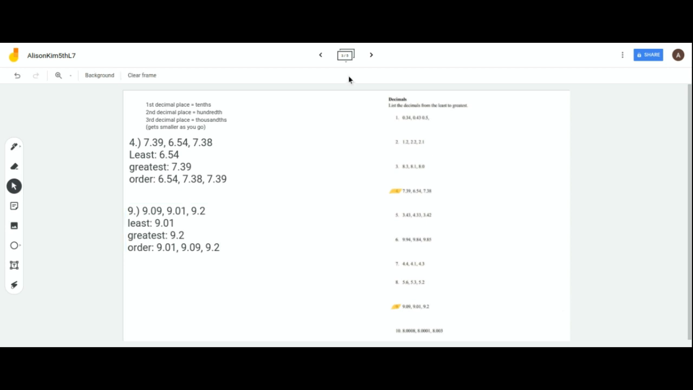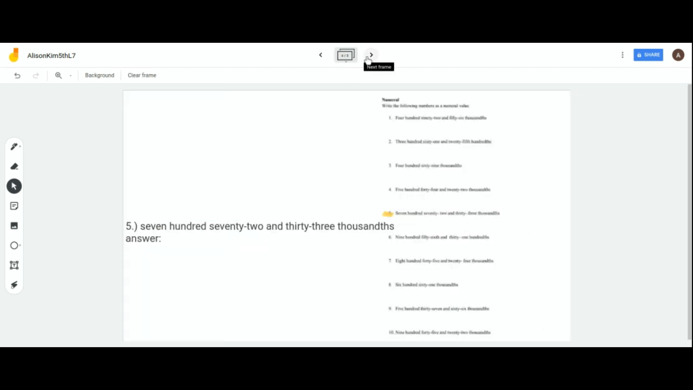Okay? Let's move on to numerals. So we have to write these numbers written in word form into numerical form. So number 5 is we are given 772 and 33 thousandths, okay? So we can just guess that the "and" is going to be our decimal point, okay? And these are going to be the numbers before the decimal point, and these are going to be the numbers after the decimal point, okay?